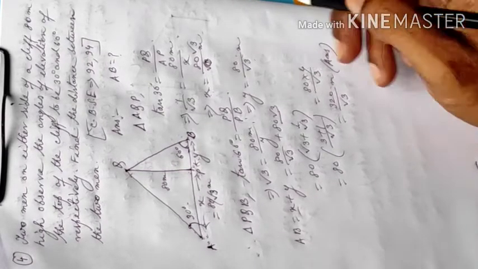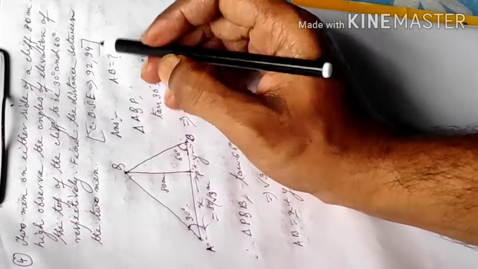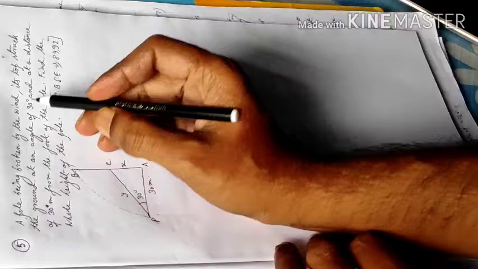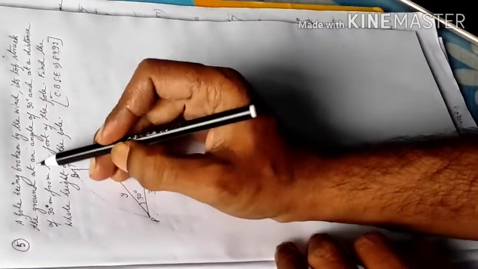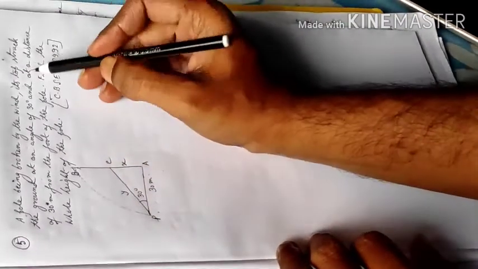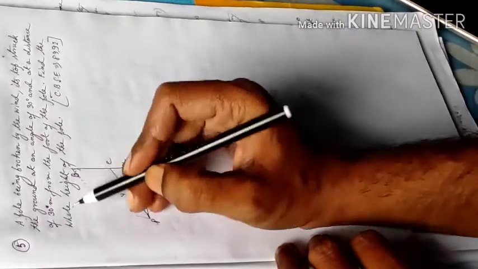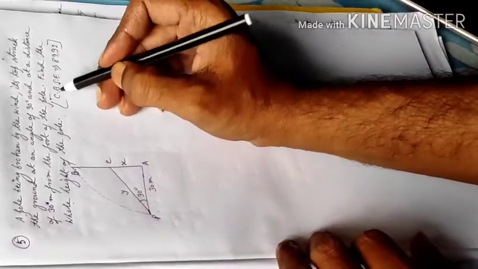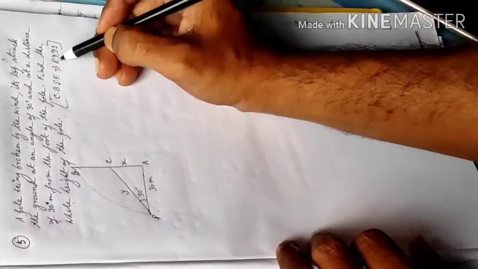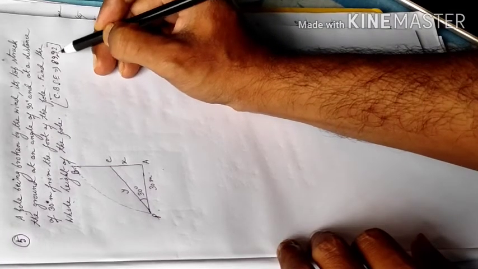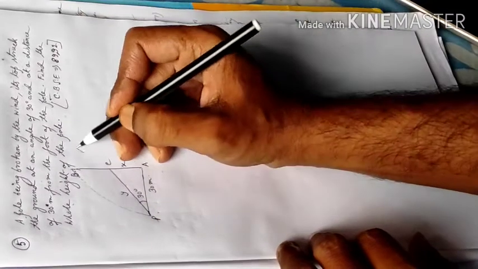Okay, this question has come from CBSE in the years 1992 and 1994. Very important question for the next term. A pole is broken by the wind, its top struck the ground at an angle of 30 degree and at a distance of 30 meter from the foot of the pole. Find the whole height of the pole. This question has come from CBSE in the years 1989 and 1992. So you have to solve it.